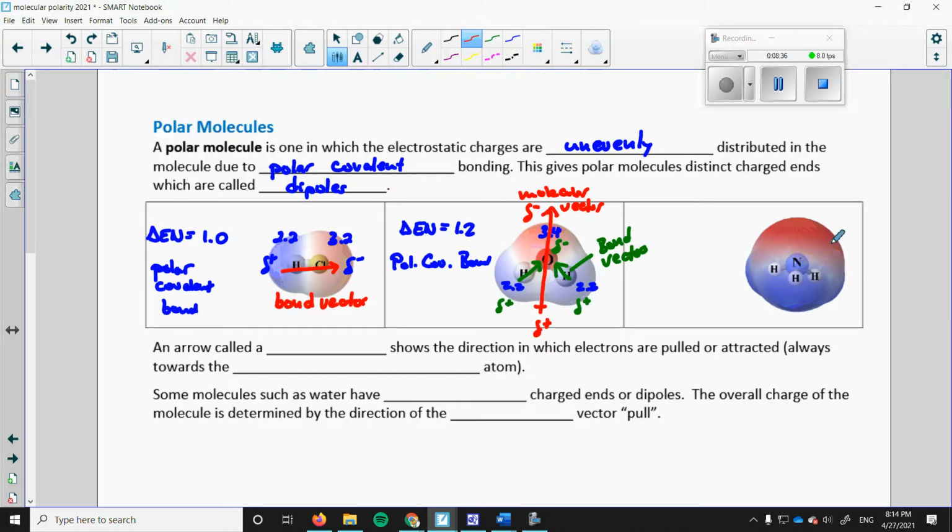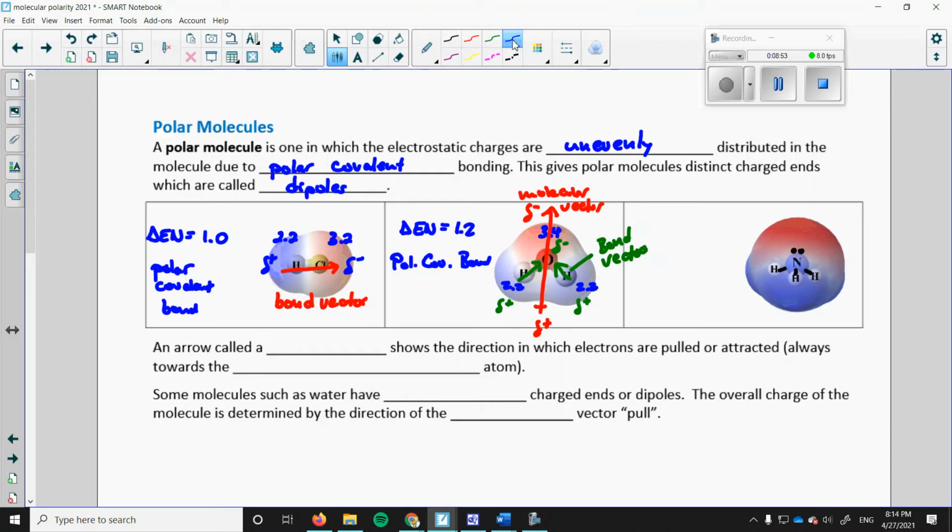Here we've got nitrogen. Now nitrogen has this funny shape. Remember, the reason is that it has a lone pair of electrons up here that push the bonding electrons down. So it has this trigonal pyramidal shape, and that's why the hydrogens are down here.